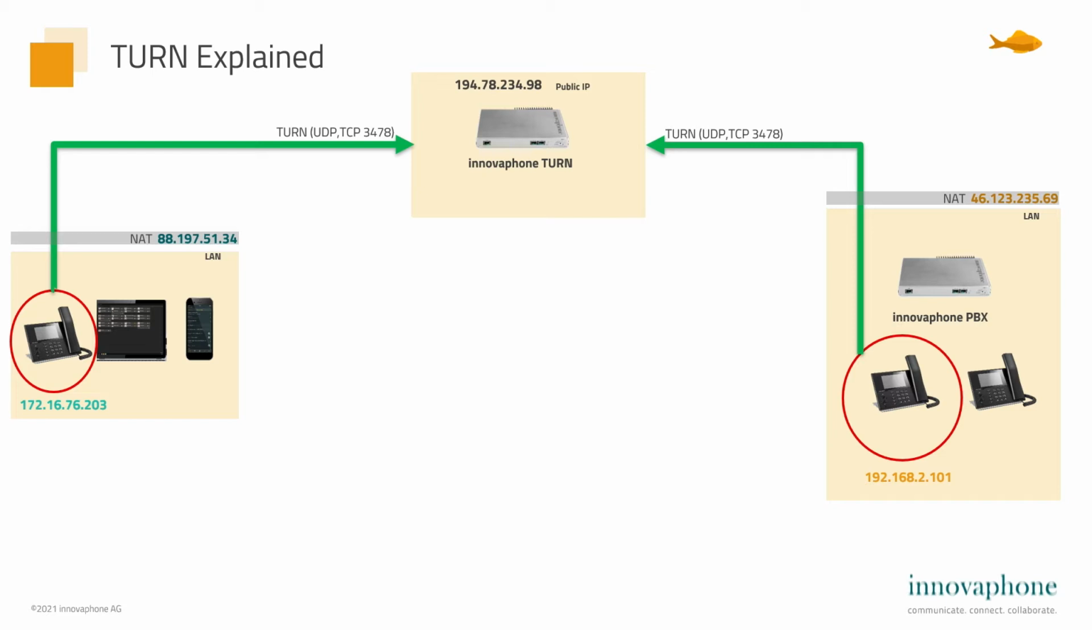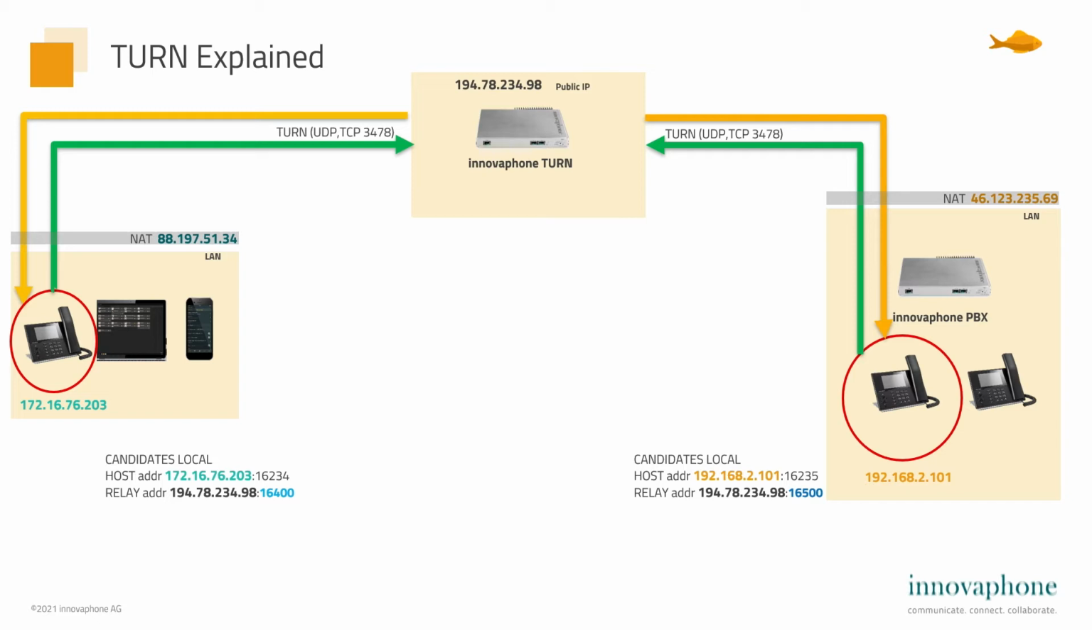Also here the process is that endpoints collect their local candidates via the paths that are available. On the left side, this will be the 172.16.76.203 as a host address. By the request at the TURN server, the endpoints will receive the IP address and the reserved port from the TURN server.